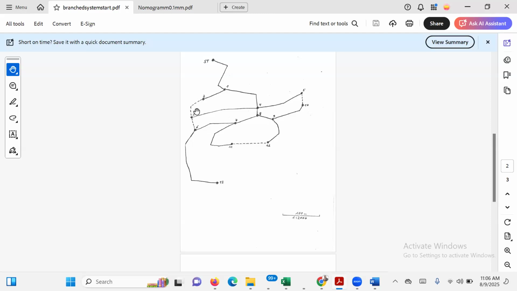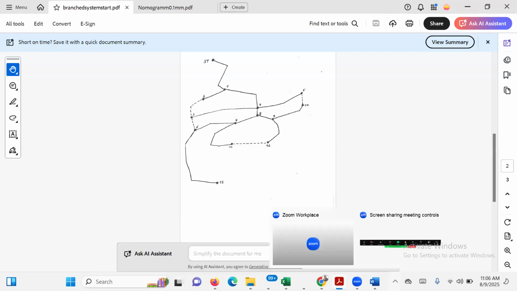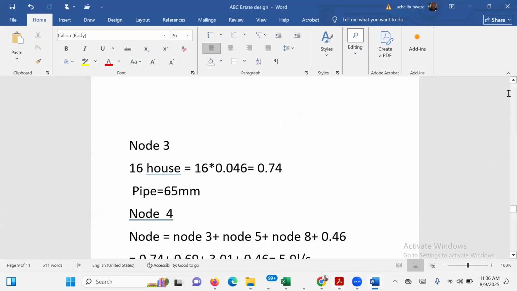Don't mind these dotted lines. I'll explain what they are. These dotted lines simply mean that if I'm doing a loop system, I'll just loop it. So if I'm looping it, and there is servicing of water here at node 4, water can flow from node 2 to node 3. That's simply what it is. I'll still explain further. So here we're talking about node 3, which is very straightforward.